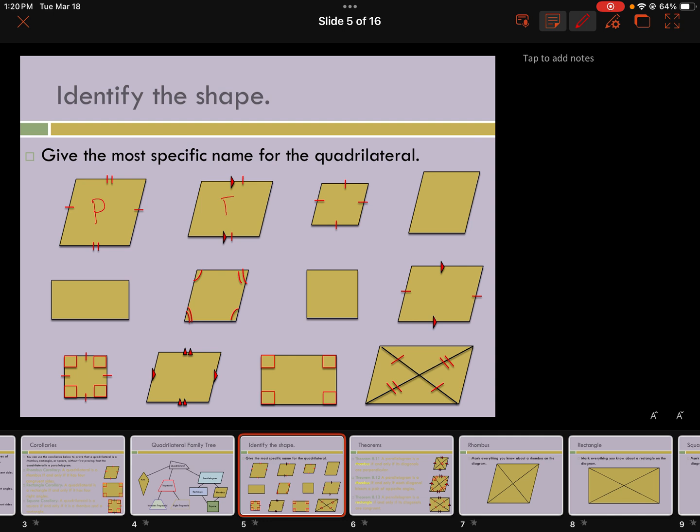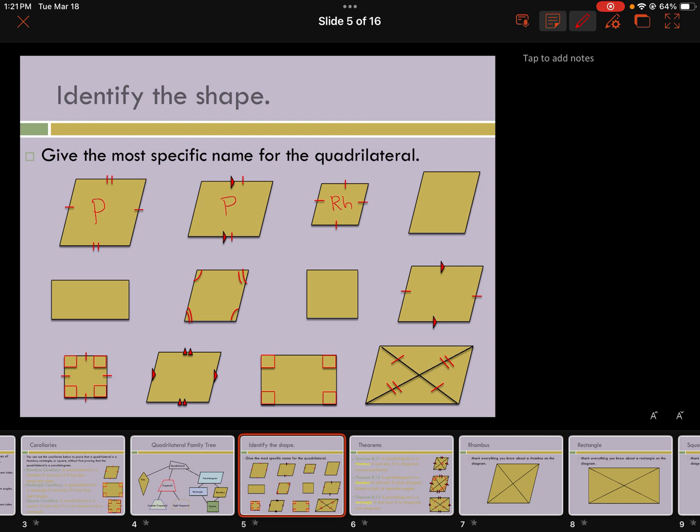Same thing with this guy. You have one pair of opposite sides congruent and parallel. That makes it a parallelogram. The next shape over here, opposite sides are congruent. That makes it a parallelogram. And notice how all four sides are the same. That makes it a rhombus.